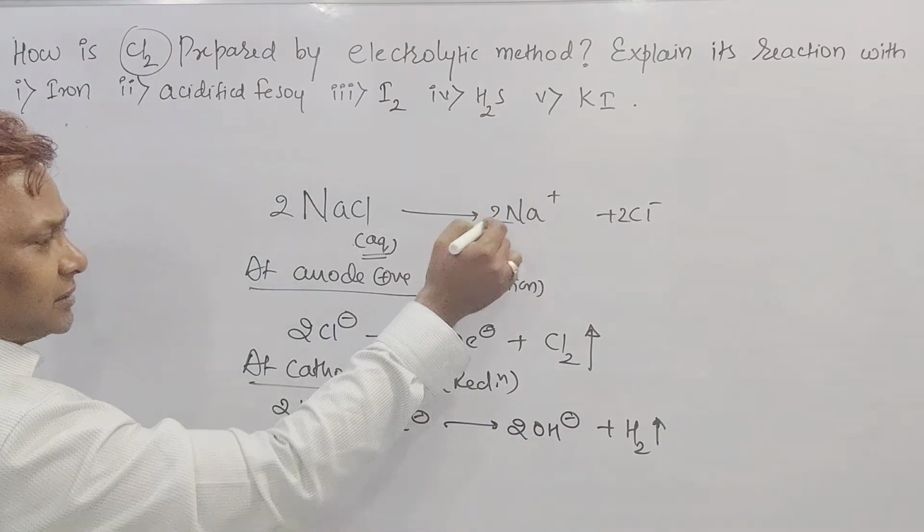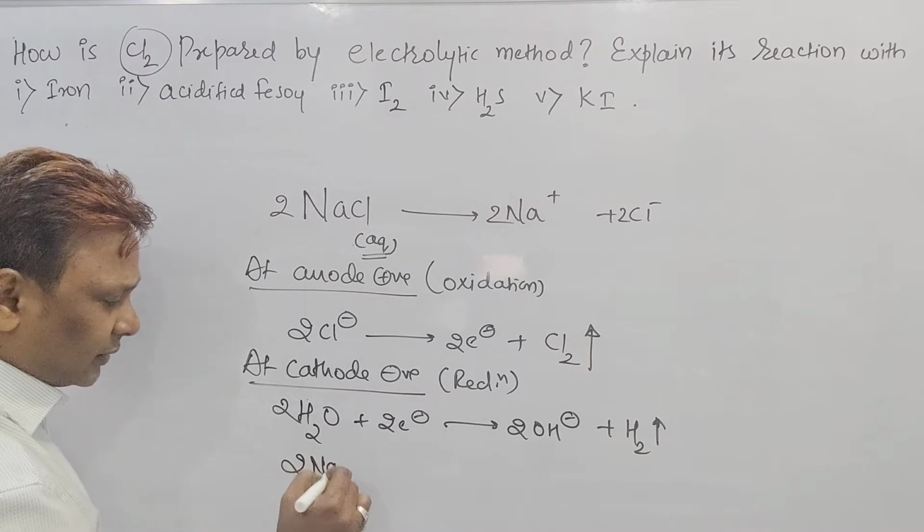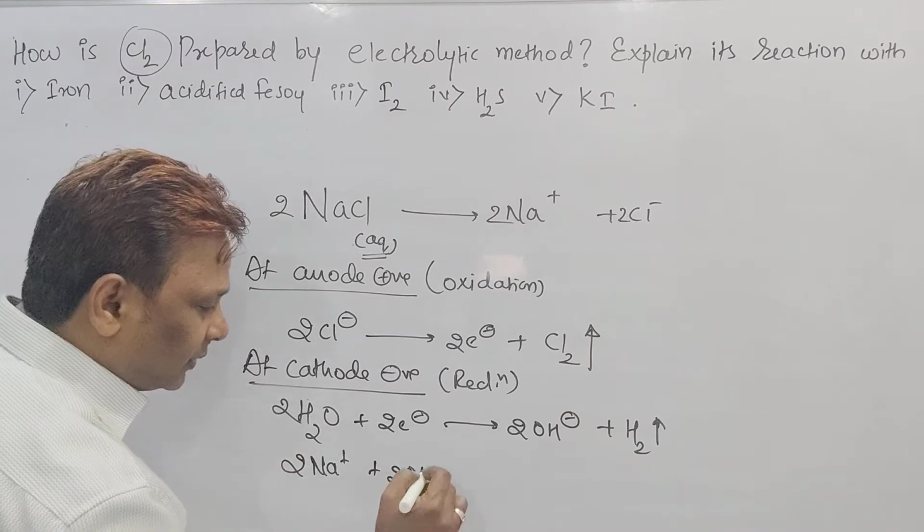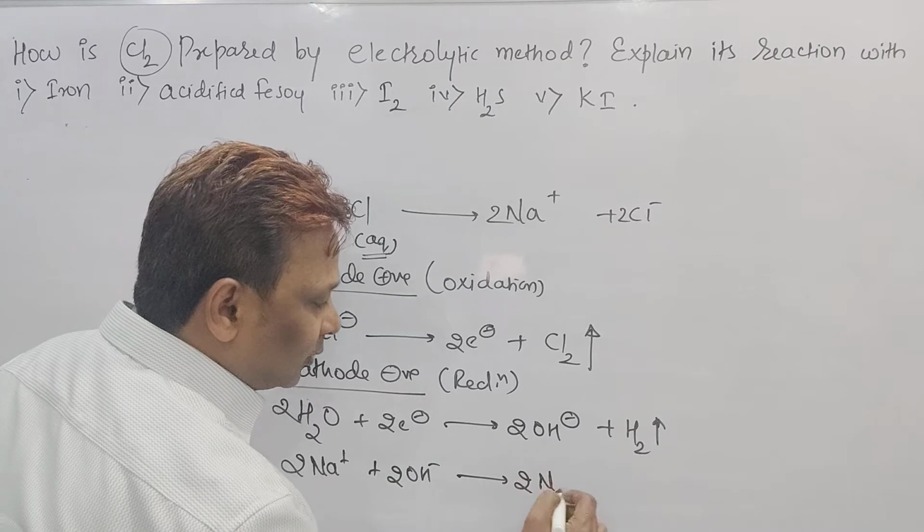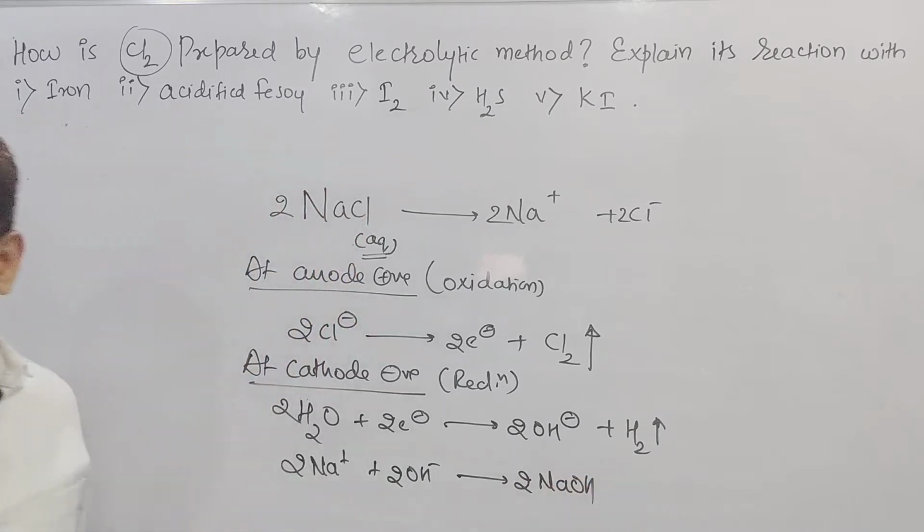Now these 2 OH minus and these 2 Na plus combine and form 2 moles of NaOH. It is just the revision part that I did here. You should remember the electrolytic reaction.